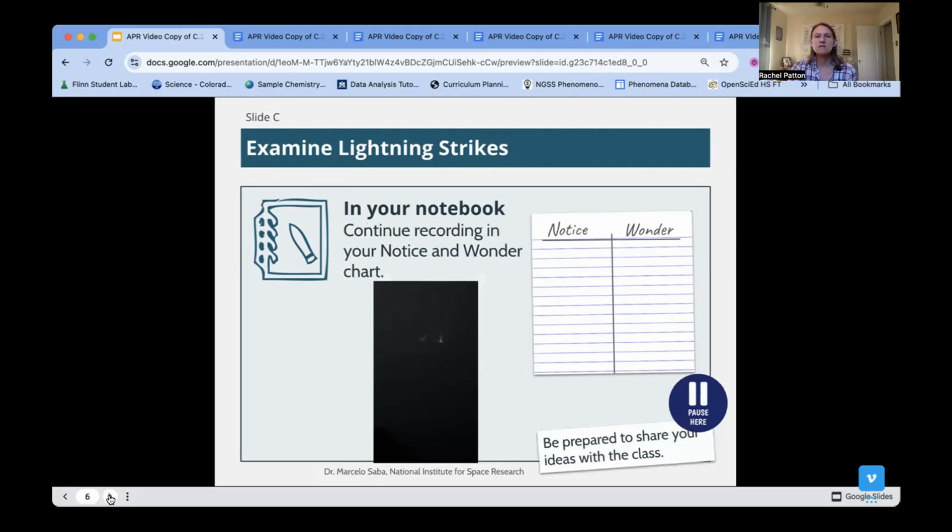And here is a second slow motion video of lightning. So keep recording your noticings and your wonderings on that same chart. Again, if you need to pause here to take some more time to write your noticings and wonderings down, feel free to do so. This lightning video will replay automatically.